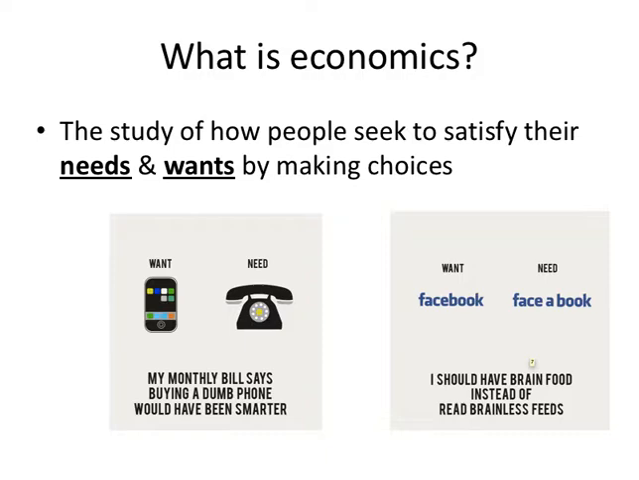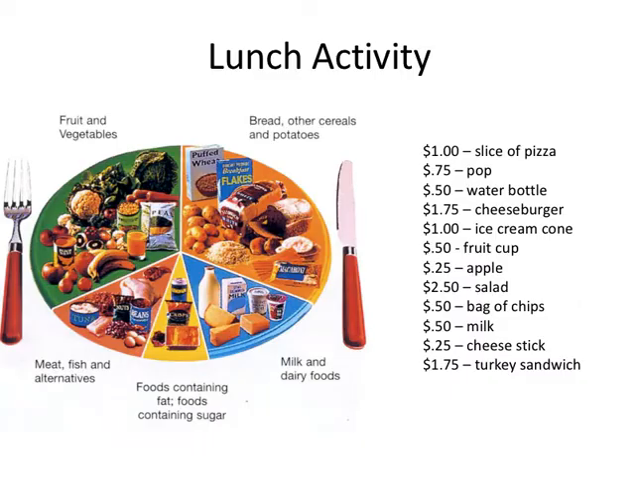So for instance, let's say we give you 1 minute, you have $5 in resources, and you need to pick out your lunch today. And if I said go now, you have 1 minute to look at this list. You would start going through and start figuring out, okay, do I want the pizza over the cheeseburger, or am I going to go salad, or is it a milk versus water, or is it a fruit cup versus a cheese stick? So you would be making the choices on what you want to do.